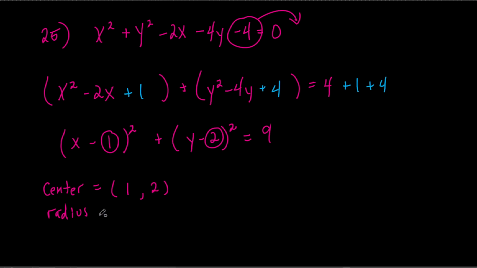What's the radius of the circle? It's not 9, because remember, when this is outside here, what's my formula? It's equal to r squared. So if r squared is 9, what's the radius? It's 3. So there's my center, and there's my radius.